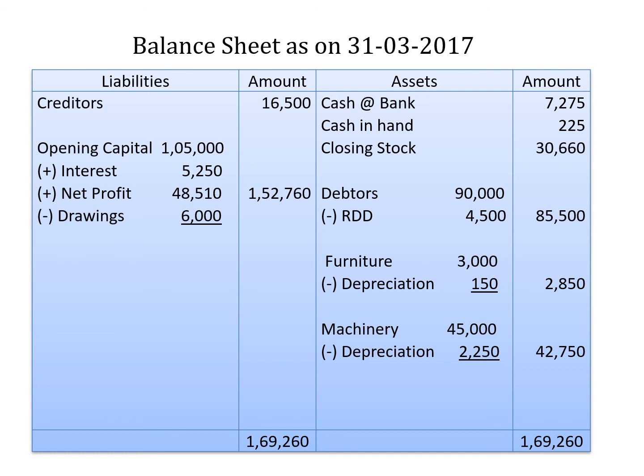So these are the various assets, closing stock and closing cash and bank balance. So we have recorded all the items. Now if you total, your balance sheet has to tally. So here the balance sheet tallies for 1,69,260. So this is the way of preparing the accounts for a section C 14 marks question when you are asked to prepare the trading and PL account and balance sheet.